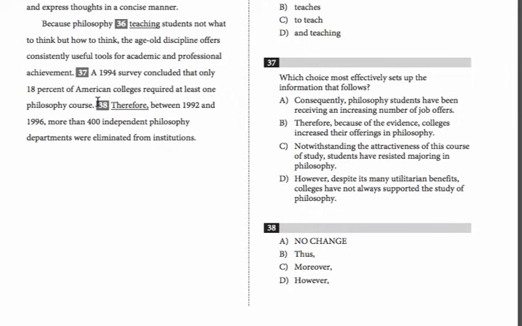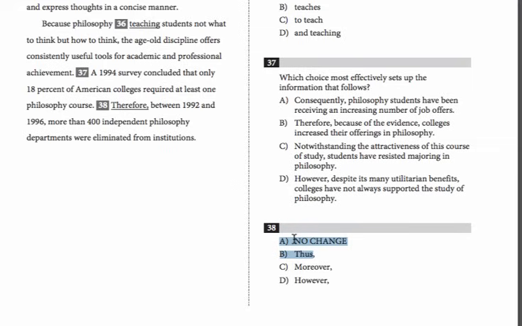Colleges don't offer it. Therefore, between 92 and 96, more than 400 independent philosophy departments were eliminated from institutions. Okay, well, I'm not crazy about therefore, right? Therefore sort of says, because of this, right? I hate cheese, therefore I don't order it. Or because everyone there is tall, therefore the door frames are higher, right? There's a causality. But this is saying in 1994, very few people offered it, therefore, they eliminated it. That's not causal, right? I see this more as a trend. I don't like therefore. Another thing, thus. Thus and therefore are practically the same word.